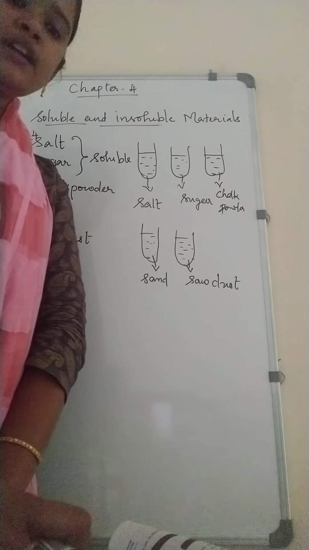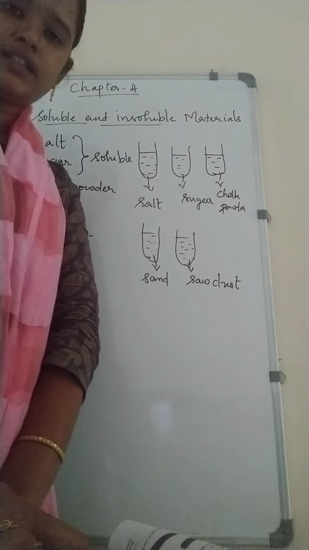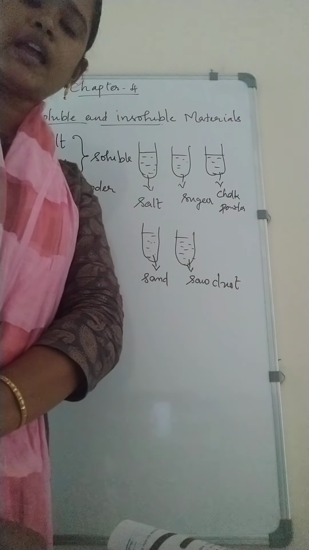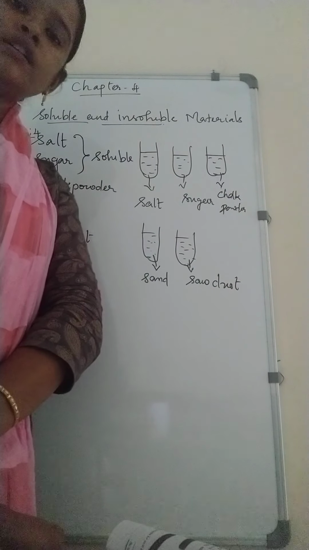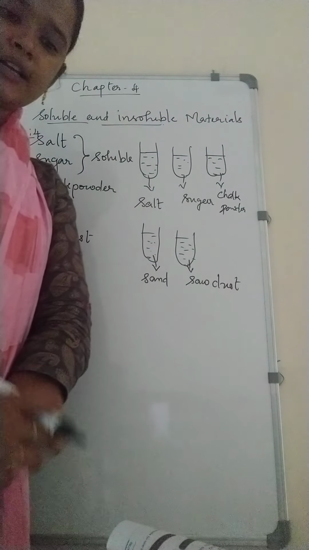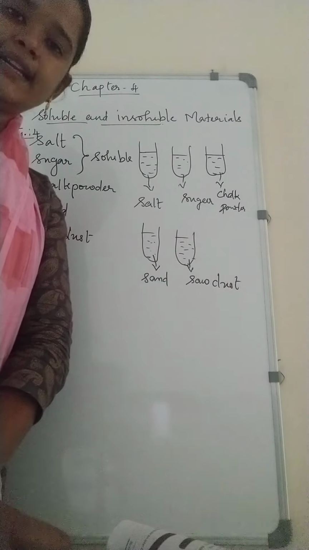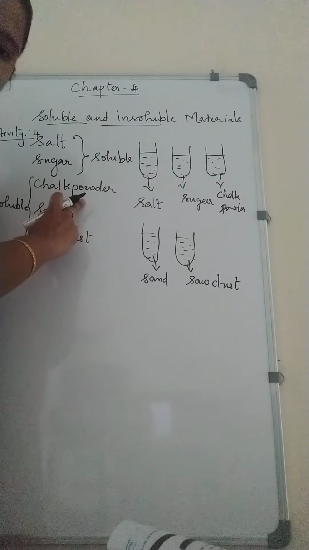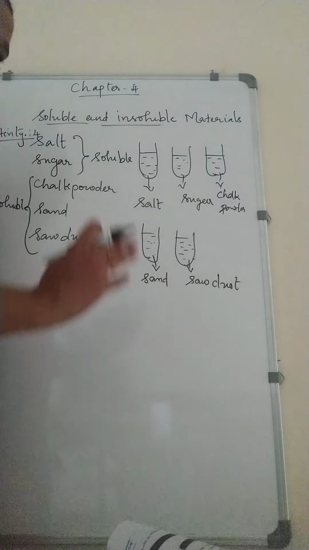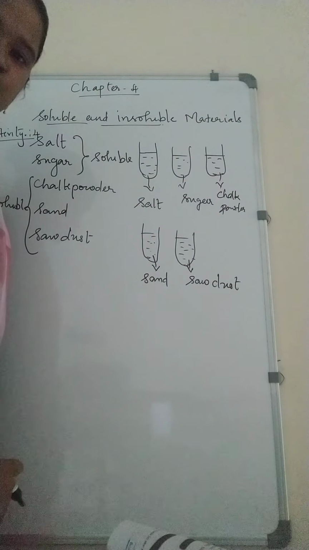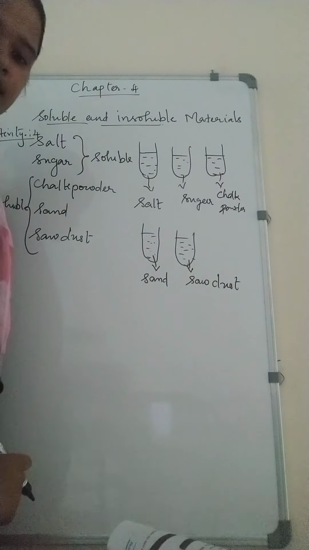In your textbook, table 4.3 is there. In the first column, substance, they have given salt. In the second column, they ask you to write whether it disappeared in water or not. Salt, surely it will disappear in water. Sugar also disappears in water. Then chalk powder does not disappear in water. You want to write like that. Sand also does not disappear in water. And sawdust also does not disappear in water.